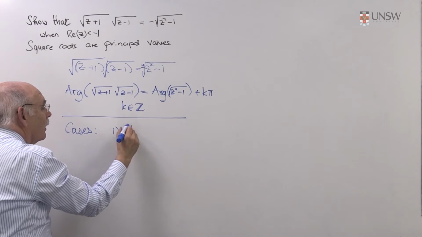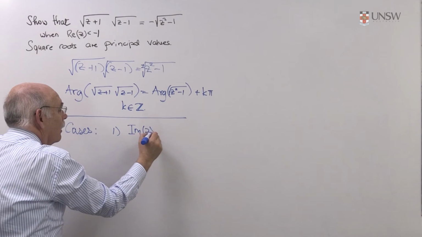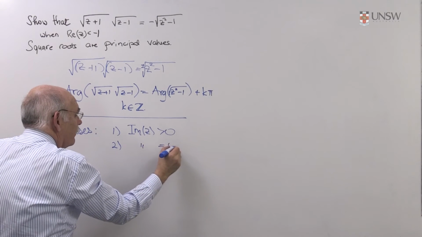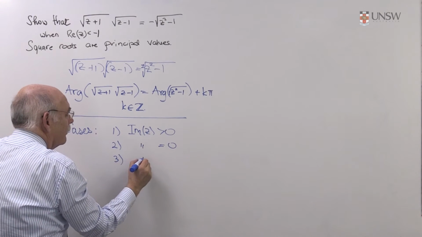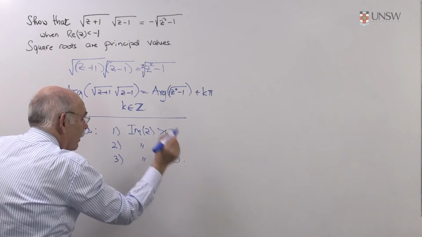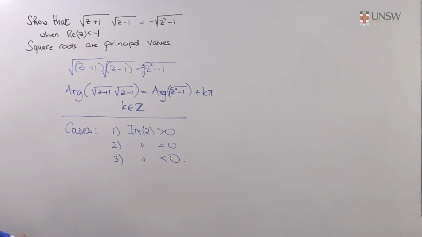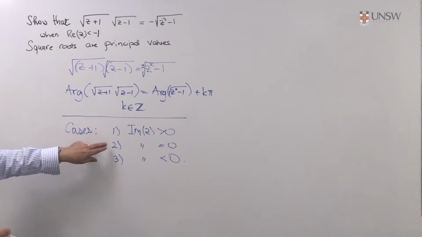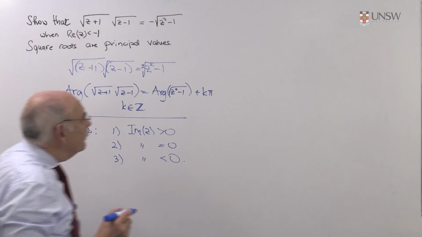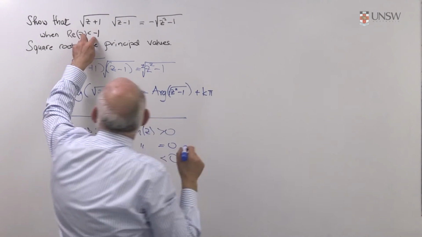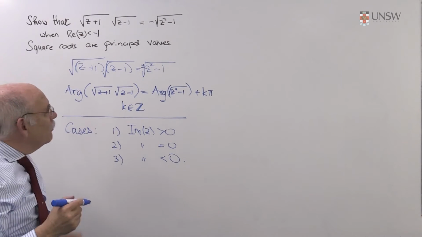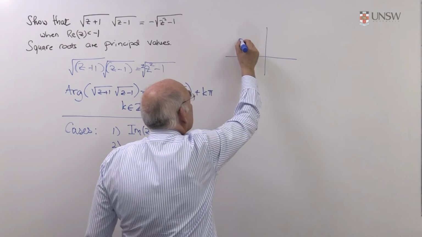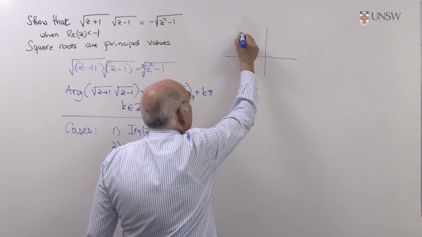One is when the imaginary part of z is greater than 0, a second one is when the imaginary part of z is equal to 0, and the third one is when the imaginary part of z is less than 0. I'm just going to look at the first case, but the other 2 cases are very similar. Actually, this one is easier. So, notice real part of z is less than minus 1. Imaginary part of z is greater than 0. That means that z is somewhere in the second quadrant.